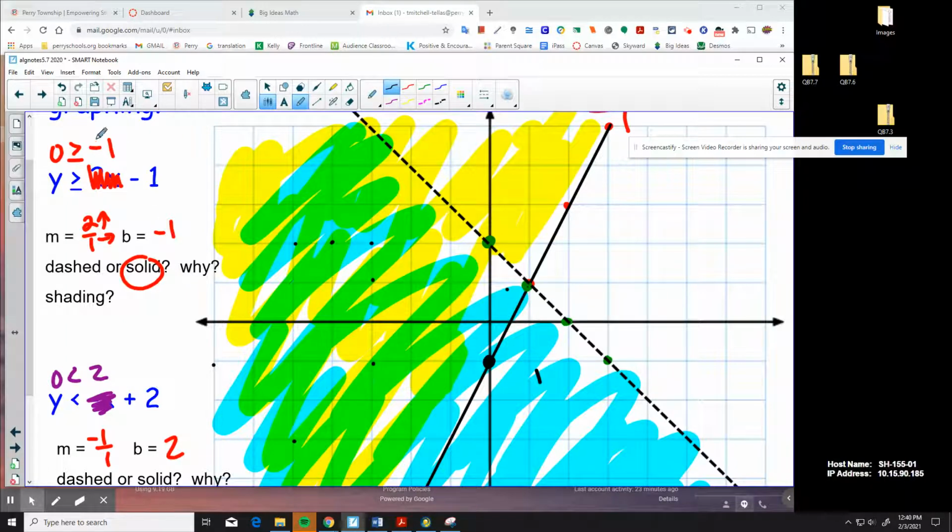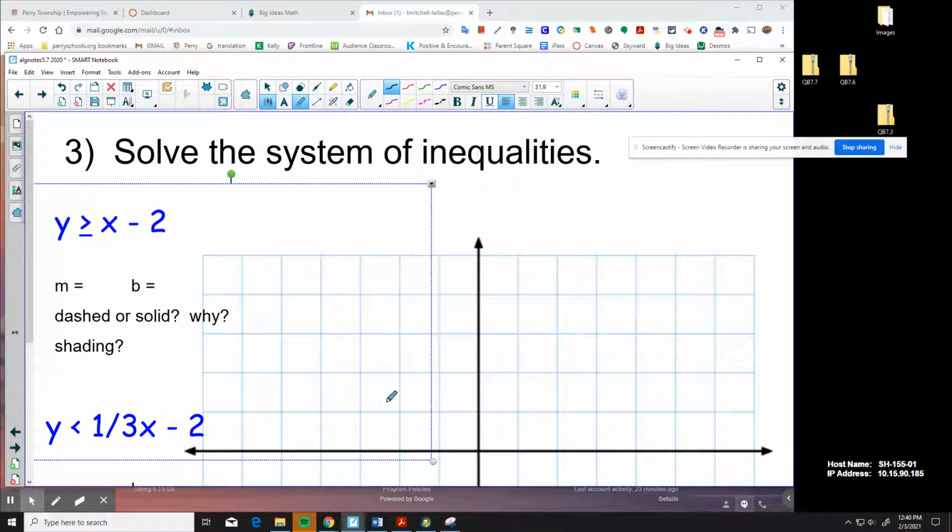Okay, so we're taking what we did in chapter 6 and we're doing it 2 times on the same graph and then looking to see where the shading overlaps. Where the shading overlaps is the answer. All right, let's try another one.